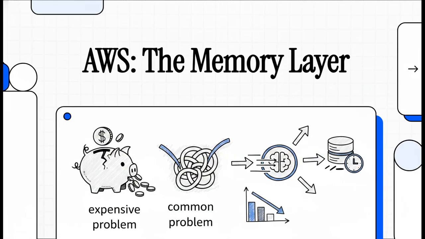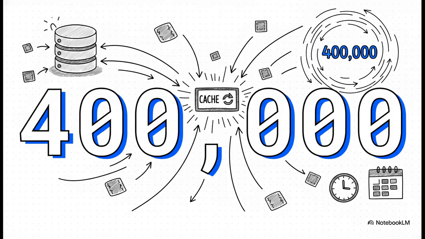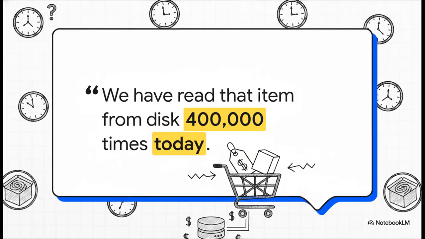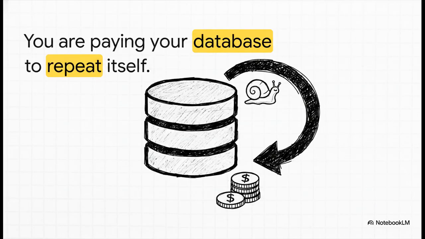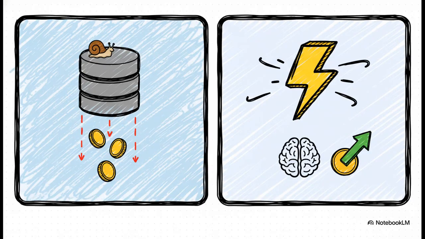Let's kick things off with a story about a very common and very expensive problem. 400,000. That's how many times one company read the exact same item from its database in a single day. And what's crazy is the item's price and description, they hadn't changed all week. Databases are built for durability, writing to physical disk, and that process is just slow and expensive. For all these repetitive reads, there's a much better way.